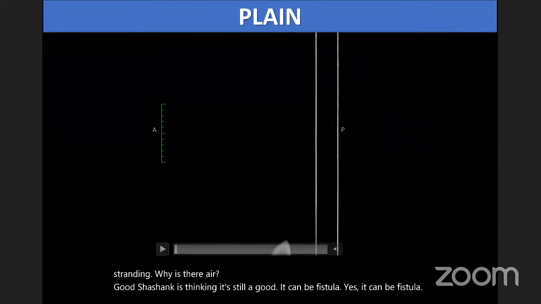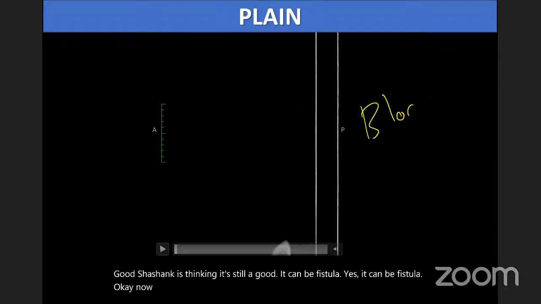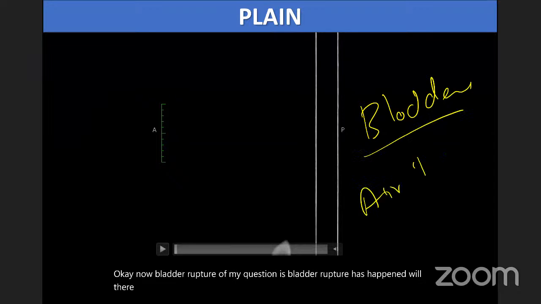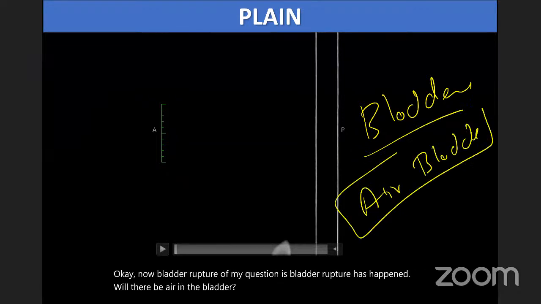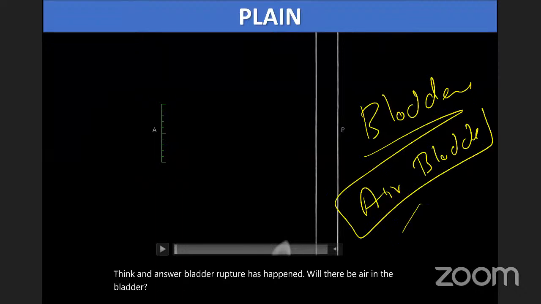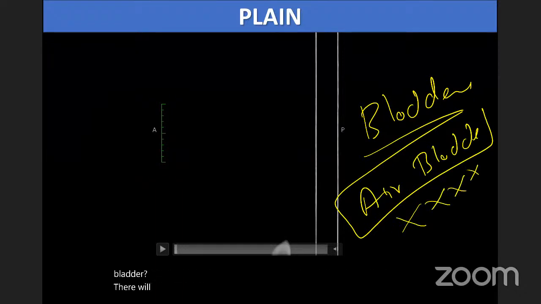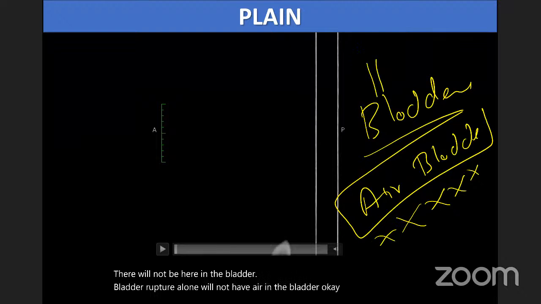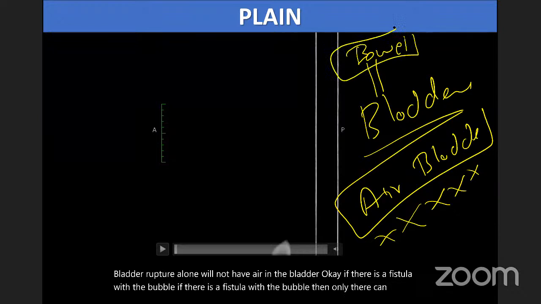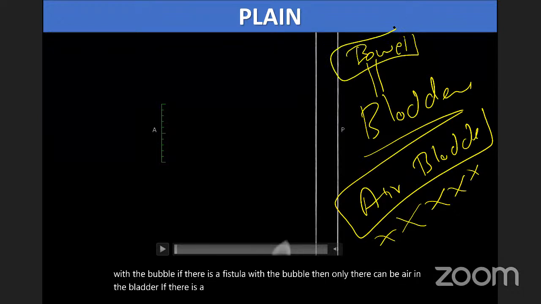Now, my question is, bladder rupture has happened. Will there be air in the bladder? Think and answer. Bladder rupture has happened. Will there be air in the bladder? There will not be air in the bladder. Bladder rupture alone will not have air in the bladder. If there is a fistula with the bowel, then only there can be air in the bladder.